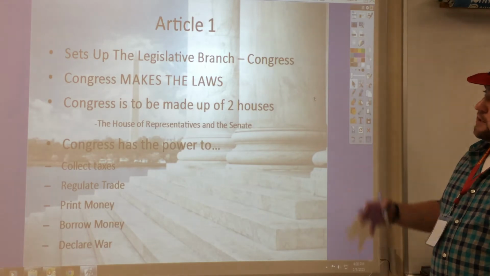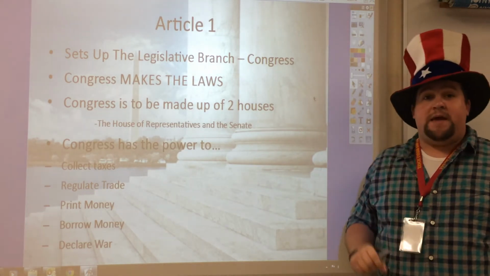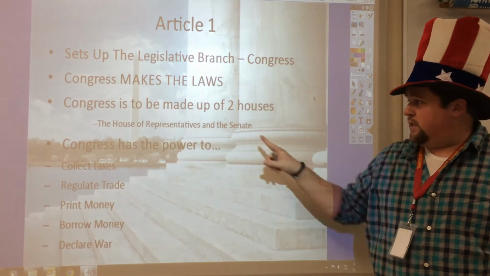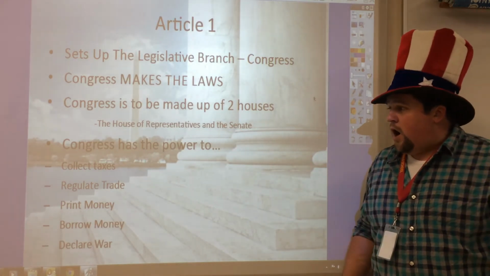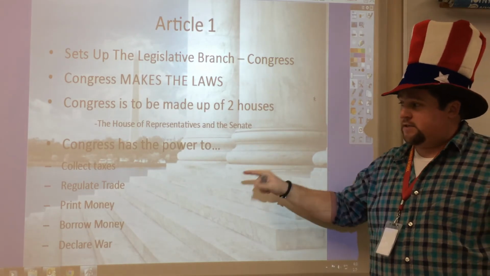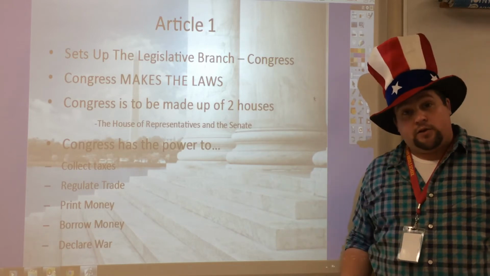Article 1. Article 1 sets up the legislative branch, which is also known as Congress. What does Congress do? Congress makes the laws. Congress is made up of 2 houses, the House of Representatives and the Senate. And what does Congress do? Congress has the power to collect taxes, regulate trade, print money, borrow money, and declare war.